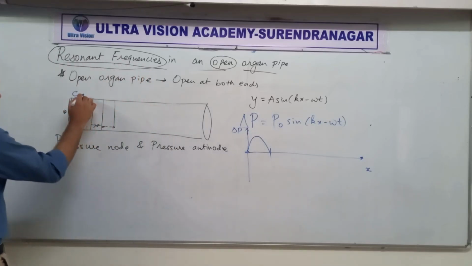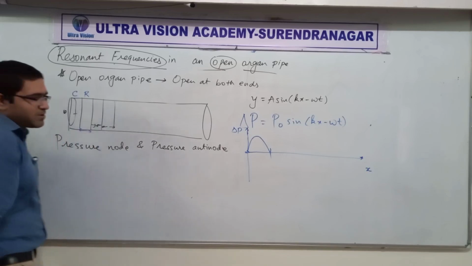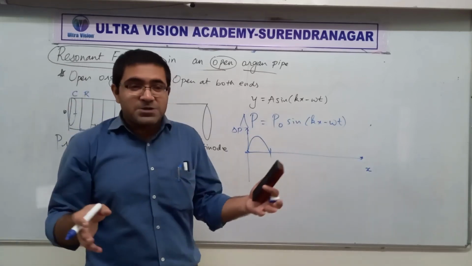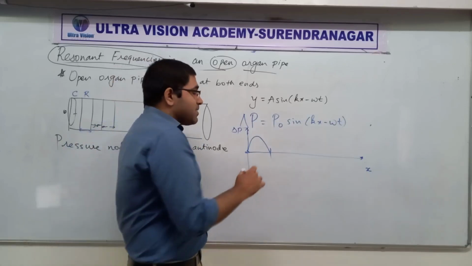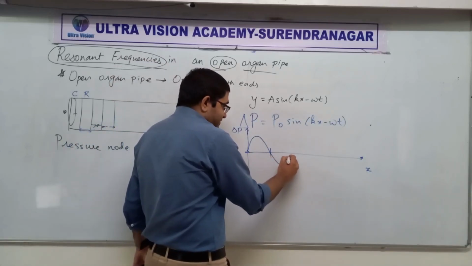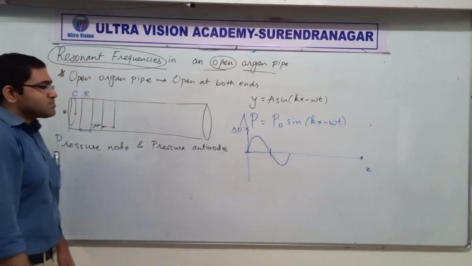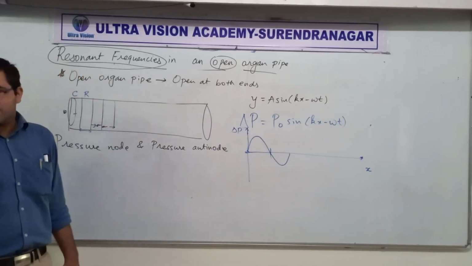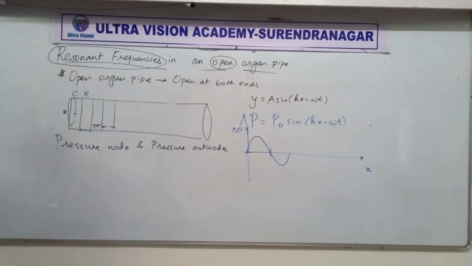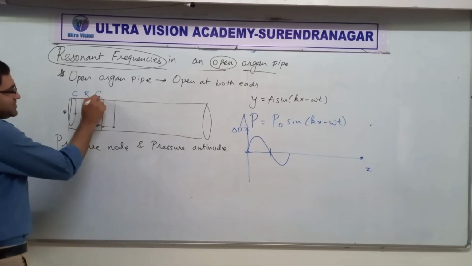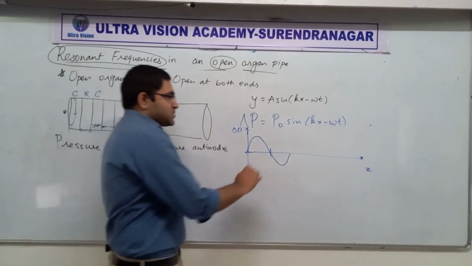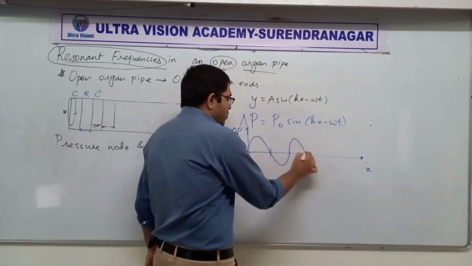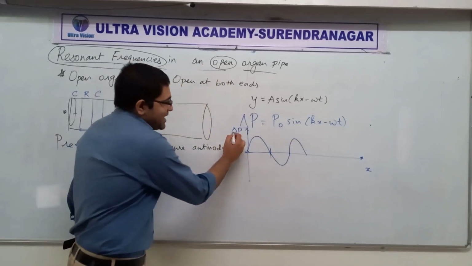Then after that you get the expansion or rarefaction part. Why is there rarefaction of air? Because the pressure is less than the average. Did you understand the graph? After that, the next region will be compression once again, where the pressure will be more than average. That's why delta P is positive.